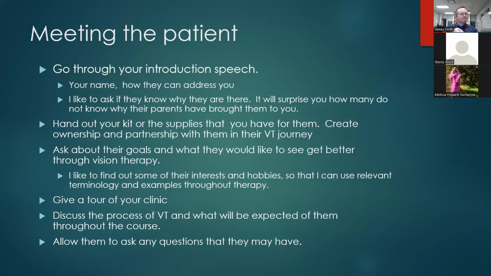partnership with them. Go through goals, find out interests, hobbies. I not only want to know this as a goal, but I also use it for relevant terminology and examples throughout therapy. So later on in therapy, if I know they're baseball players, when I'm doing Marsden ball, I'll talk about how it will help them in baseball. If I know that they're soccer players, when I'm doing Moro reflex and toes in and toes out, I'll talk about how that will help them in soccer. So knowing their hobbies and some of the things that they like changes how I'm going to talk.